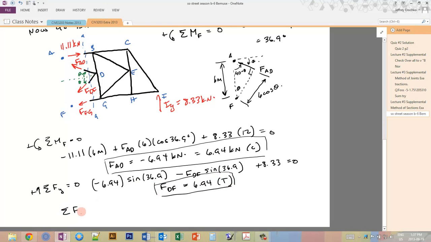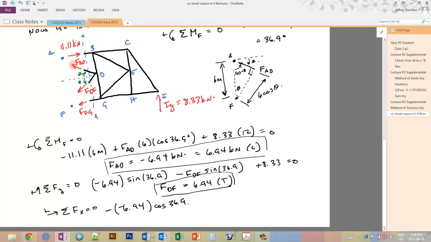And then last step, we do sum Fx equals 0. To the right is positive. We get now negative 6.94 times cos of 36.9. Okay, so that's FAD again. So we've assumed that it's in the negative direction when we drew it. So that's where this negative comes from. But then when we solved for that force, we got a negative. So that's where this negative comes from.